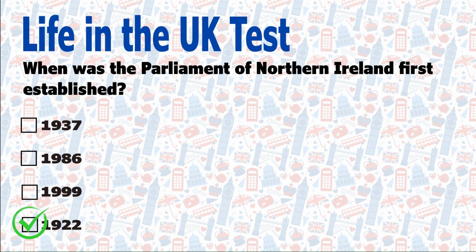In 1972. A Northern Ireland Parliament was established in 1922, when Ireland was divided, but it was abolished in 1972, shortly after the Troubles broke out in 1969. The Northern Ireland Assembly was established soon after the Belfast Agreement, or Good Friday Agreement, in 1998.